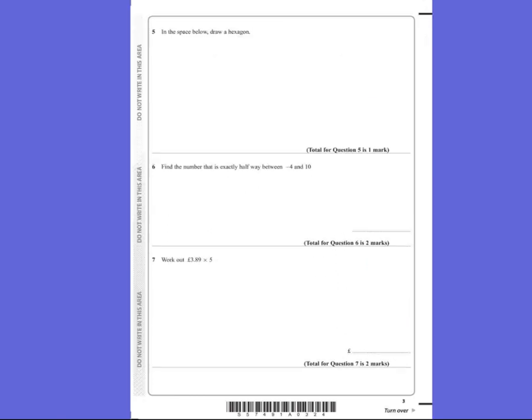Question 5, in the space below, draw a hexagon. So the key words here are draw and hexagon. Draw doesn't mean construct, it just means to draw a sketch. So we don't need to start using a compass or a protractor here. And a hexagon is a 6-sided shape. So we just need to do a good sketch of a 6-sided shape. 6 sides.